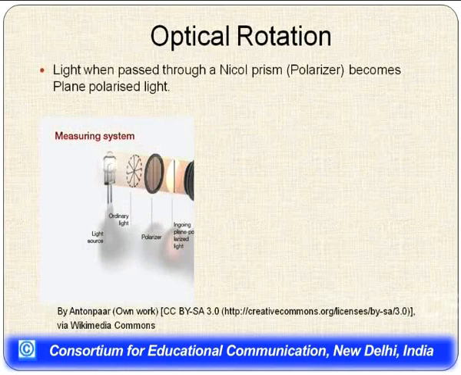To start with, we should first know what is optical rotation. There was one scientist known as Jean-Baptiste Biot, who in 1815 discovered this optical rotation phenomenon, and what he got was that there is light.